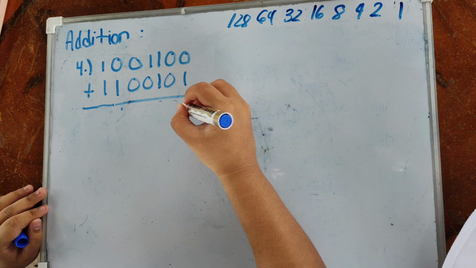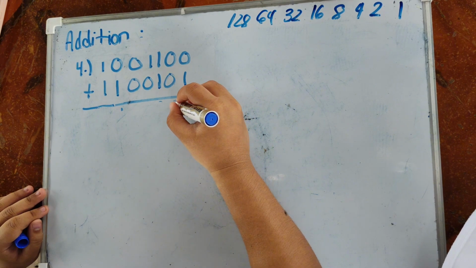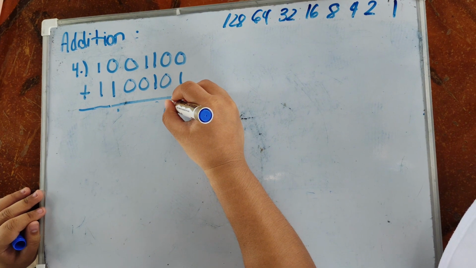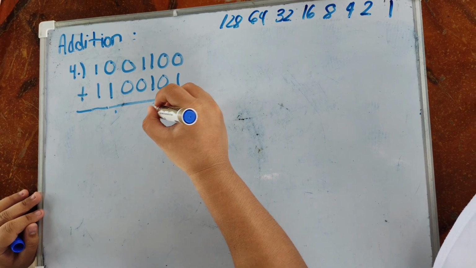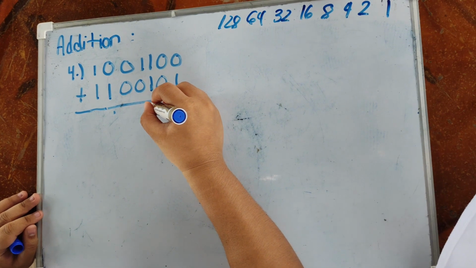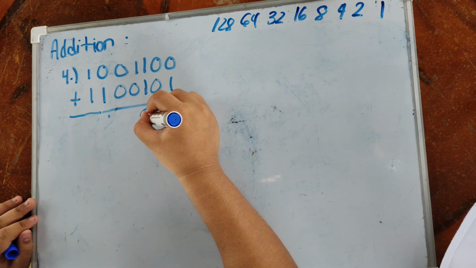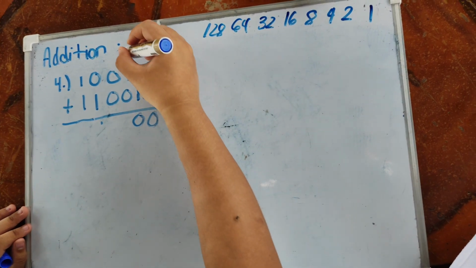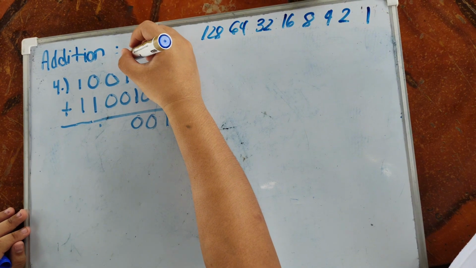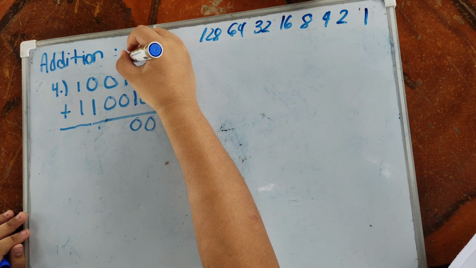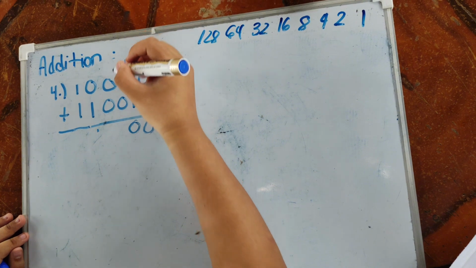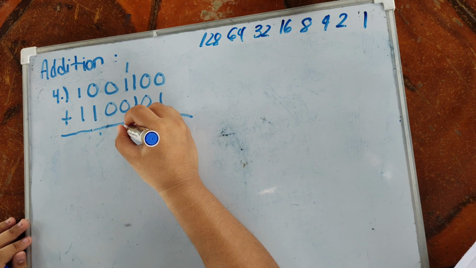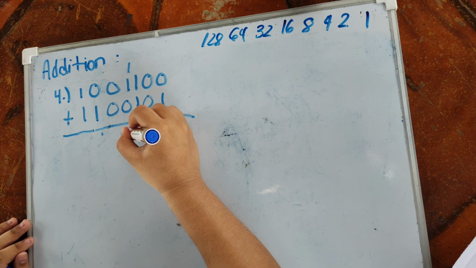1001100 plus 1100101. Now of course, 0 plus 1 is 1, and then we have 0 plus 0, which equals 0. And then there is 1 plus 1, which is, you write down 0, and then you carry the 1. And then you add 1 plus 0 and the previous carry, which is 1. So that makes 1, and 1 plus 1 equals, write down 0, and then you carry the 1.